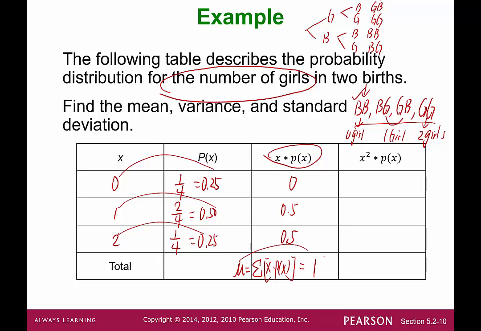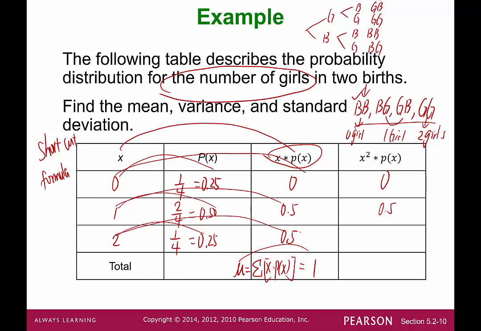Okay. In order to find the variance, we need to create another column using the shortcut formula. We need to create x squared times p of x. So in order to find that, you multiply the first column by the third column. x times x becomes x squared, and then carry over the p of x. So multiply 0 by 0, you get 0. 1 by 0.5 is 0.5. 2 squared by 0.25, you get 1.0. If you sum that up, this becomes summation of x squared times p of x, which is equal to 1.5. Then the variance, sigma squared, equals summation of x squared times p of x minus mu squared. So that's 1.5 minus 1 squared, which is 0.5. So the variance equals 0.5.